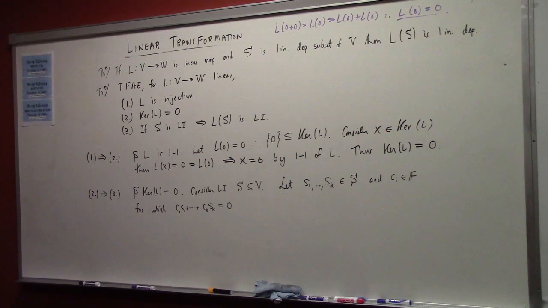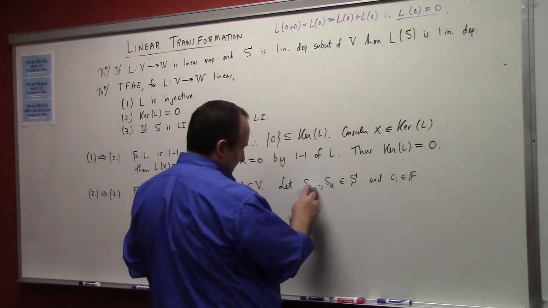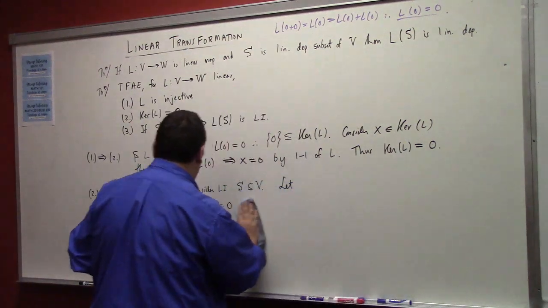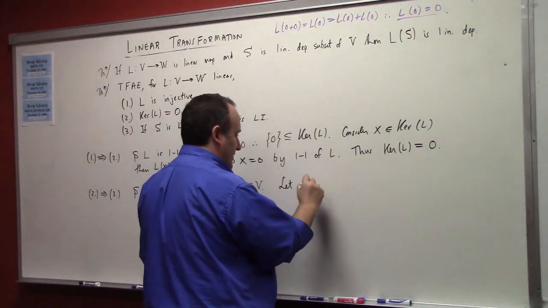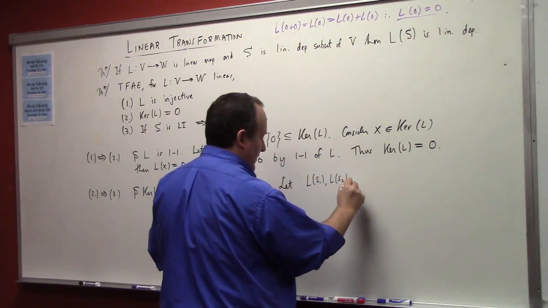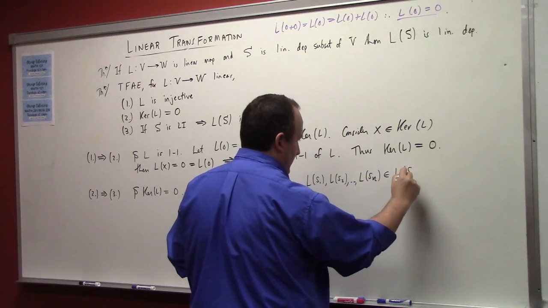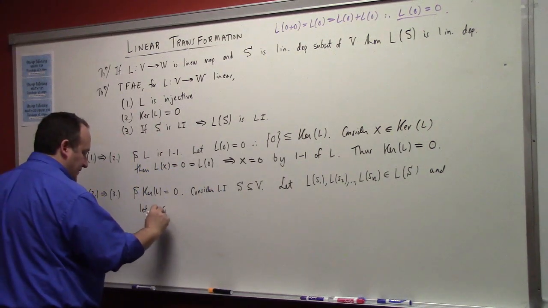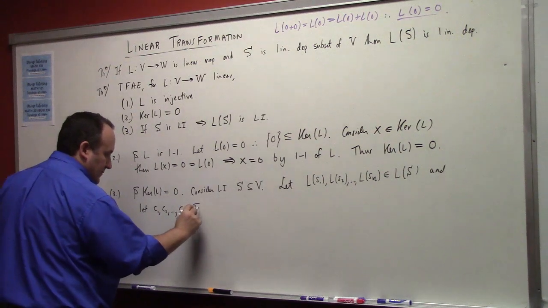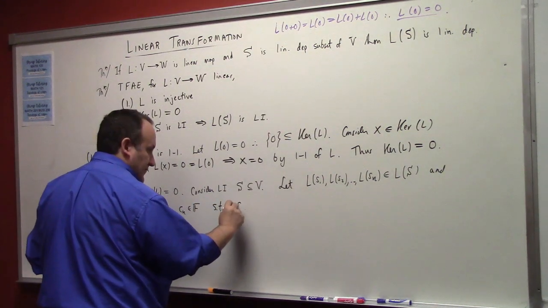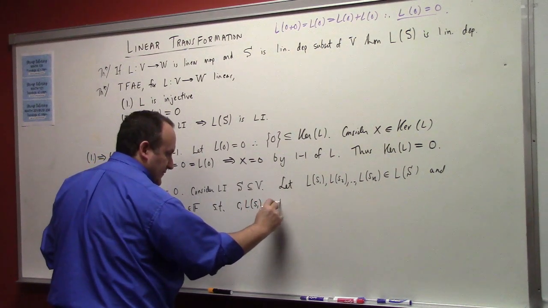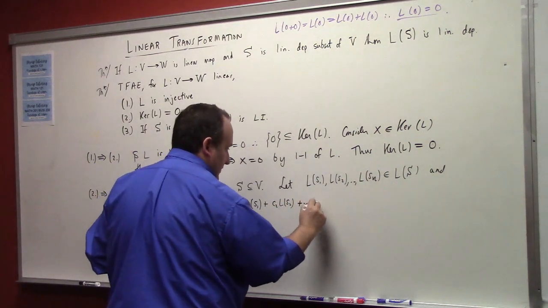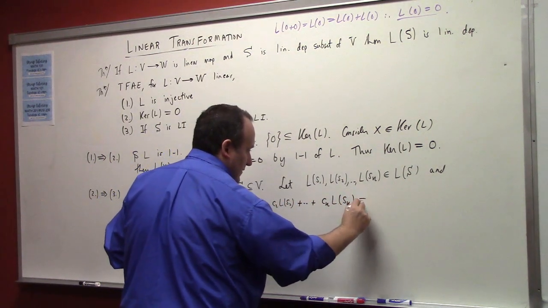What am I trying to show? I've assumed that S is linearly independent. I'm trying to check that L of S is linearly independent. So I need to pick, not this, but L of s1, L of s2, through L of sk in L of S, and let c1, c2, through ck be in the field, such that c1 L of s1 plus c2 L of s2 plus through plus ck L of sk is all equal to 0.